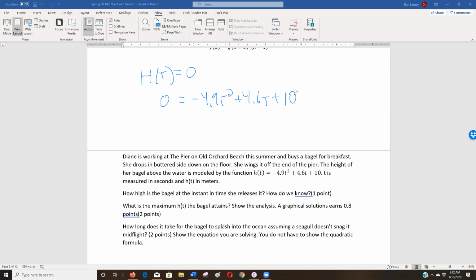Now, I told you guys, and we've been doing this all year, you do not have to set up the quadratic formula for this. I know this is going to have real number solutions. There's not going to be any imaginary numbers here because I know this parabola starts up here, goes up, and I know it's going to splash down. It isn't going to never splash down. So use Quad 83 or a polynomial solver. So all you need to remember is that A equals negative 4.9, B equals 4.6, C equals 10.